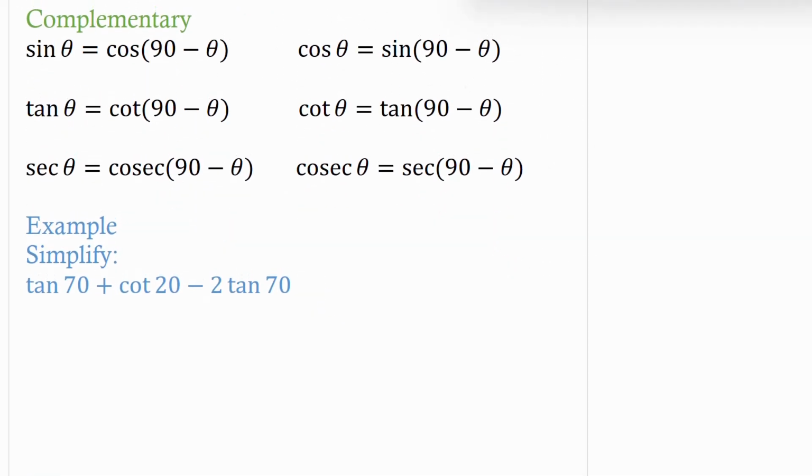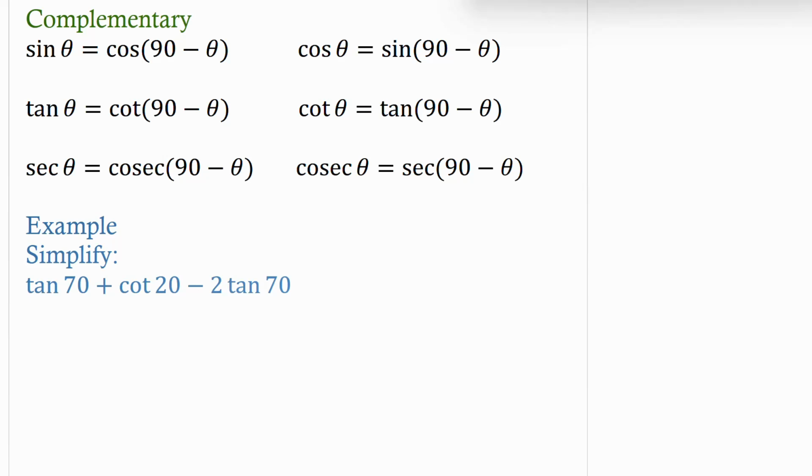So the next thing we're going to look at is our complementary angles. Some of these you may have already seen before. So we know that sine theta is the same as cos 90 minus theta, and it works the other way around too. Cos theta is the same as sine 90 minus theta. Some of the new ones you may not have seen is tan theta equals cot 90 minus theta, and the other way around. And then we have sec theta equals cosec 90 minus theta, and then again, the other way around.